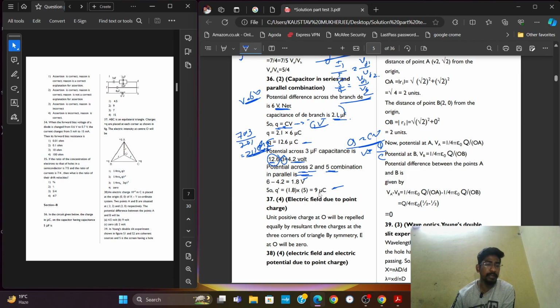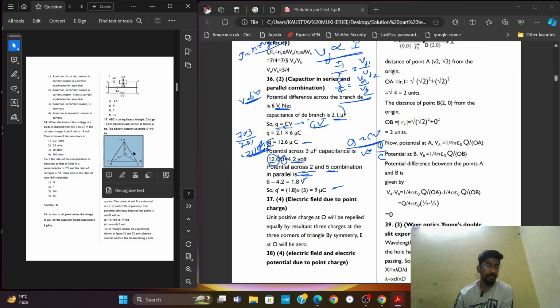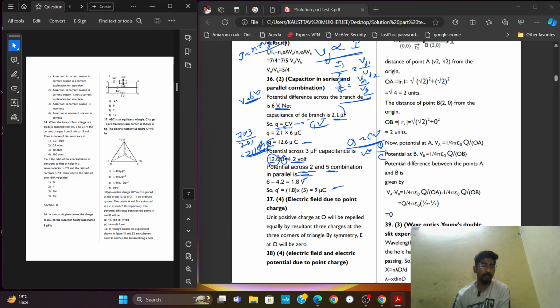ABC is an equilateral triangle, with charges plus Q at each corner, at its vertices as shown in the figure. The electric intensity at center O will be? Okay, you have to calculate the electric intensity at O. First, see this picture. The distance is equal in all directions. Distance is equal, right?